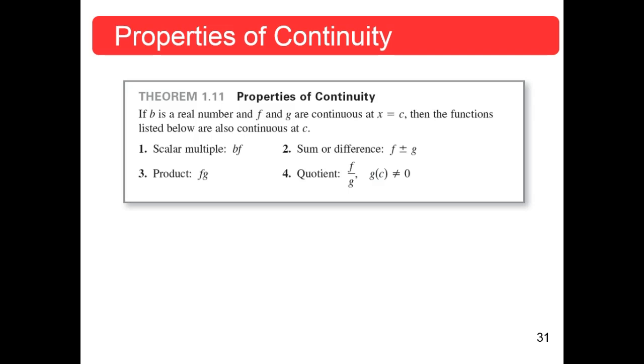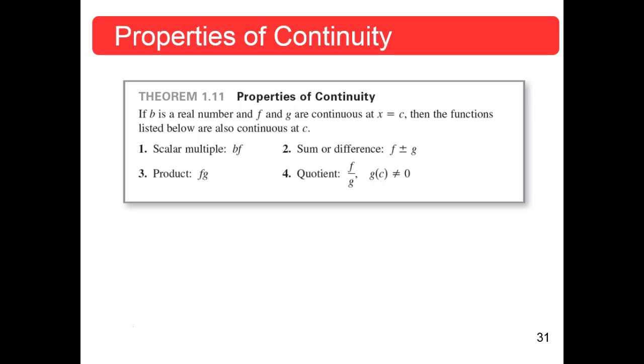Scalar multiple says if you multiply this function f, which you know is continuous at c, by any real number b, positive, negative, fraction, decimal, rational, irrational, it doesn't matter, any real number b, as large as you want it to be, as tiny as you want it to be, multiply it by b, then b times f is still a continuous function. Okay? Second is sum or difference functions. f is continuous at c, g is continuous at c, then any sum or difference of those two functions will be continuous at c. So the scalar multiple is continuous, the sum or difference are continuous.